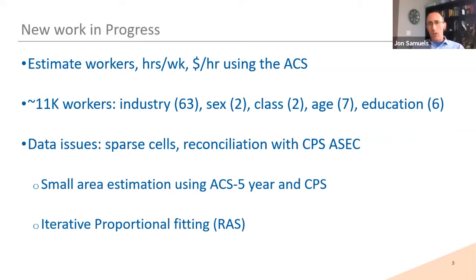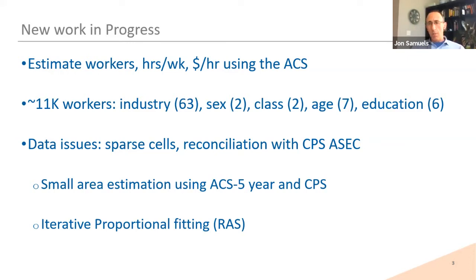BEA and BLS have some new work in progress to use the American Community Survey to track workers cross-classified by industry. We tabulate 63 industries. We tabulate workers by male and female workers. We tabulate workers by class of worker. What that means in this context is workers that are employees of the establishment that they work for and workers that are self-employed. These are different workers in our model.